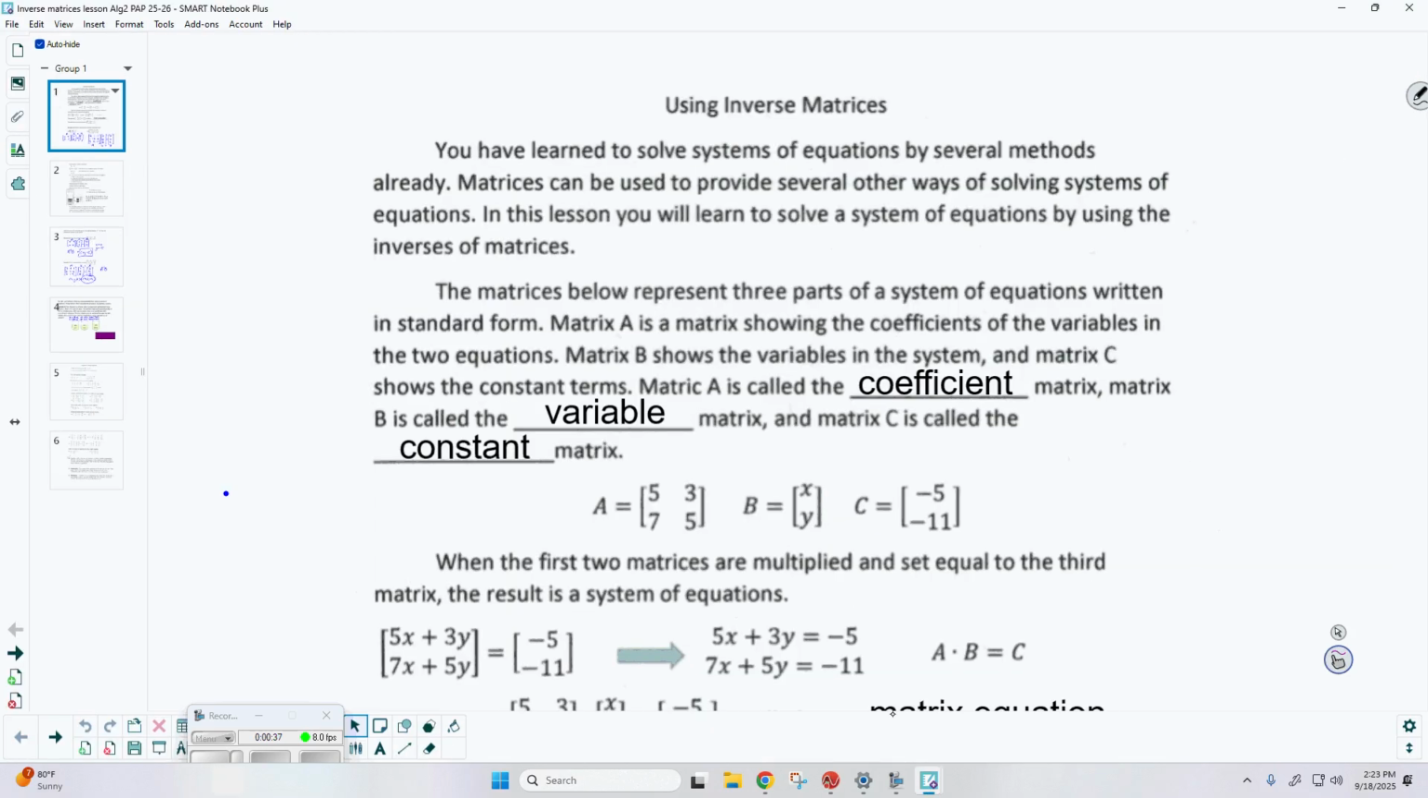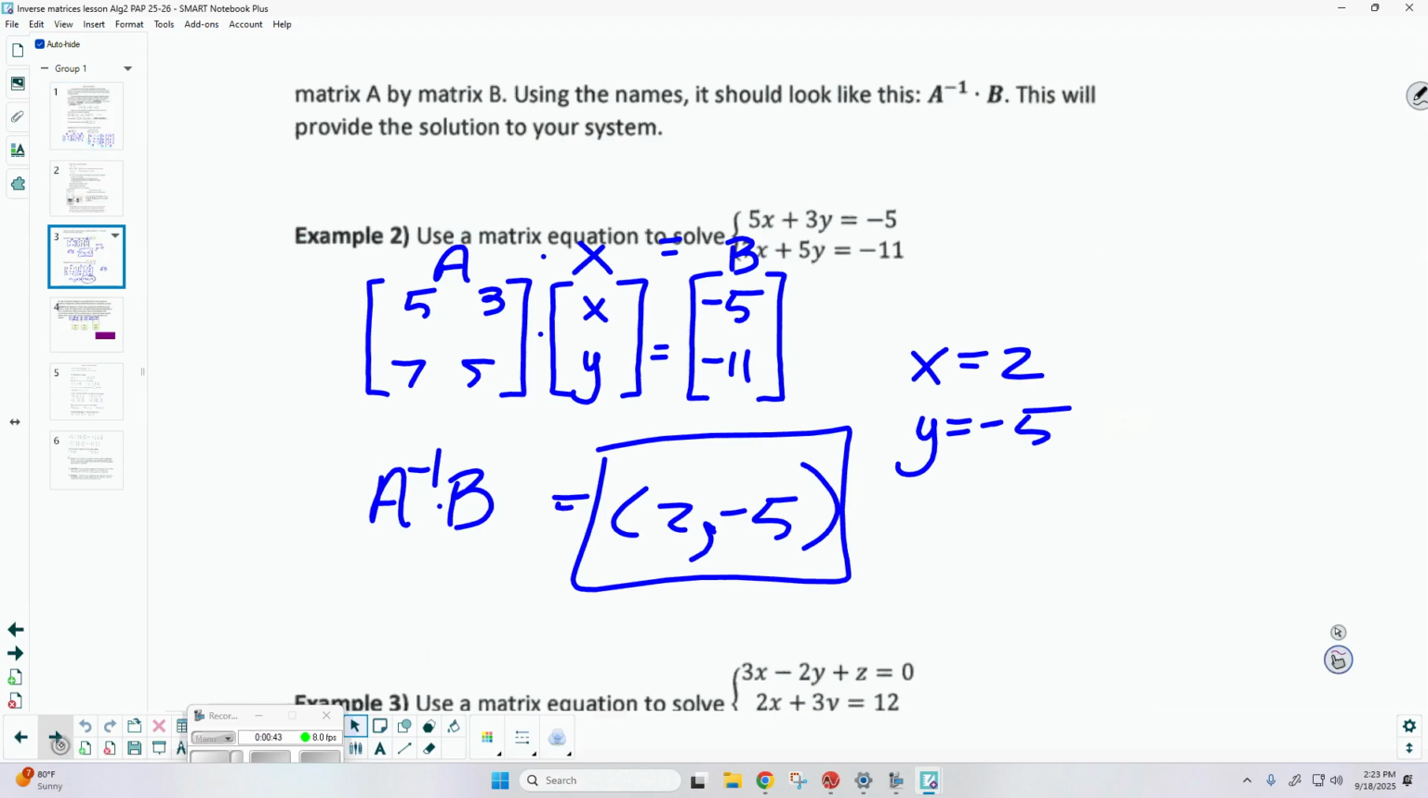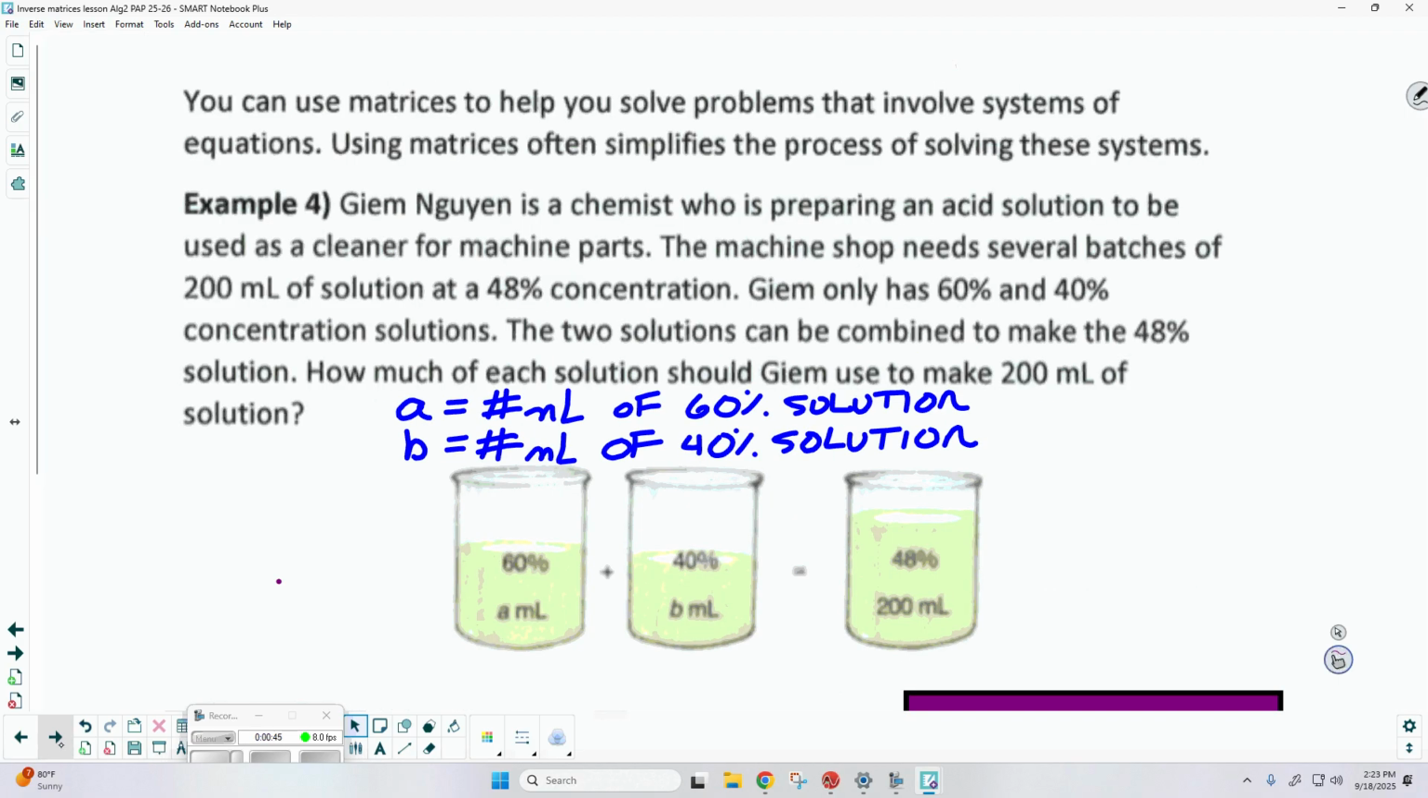Okay. So go ahead and turn in your inverse packet. The only thing we had left was this word problem. So it'll be a good idea not only to practice writing another system, but it'll also give me the opportunity to remind you what we did yesterday to solve the system.